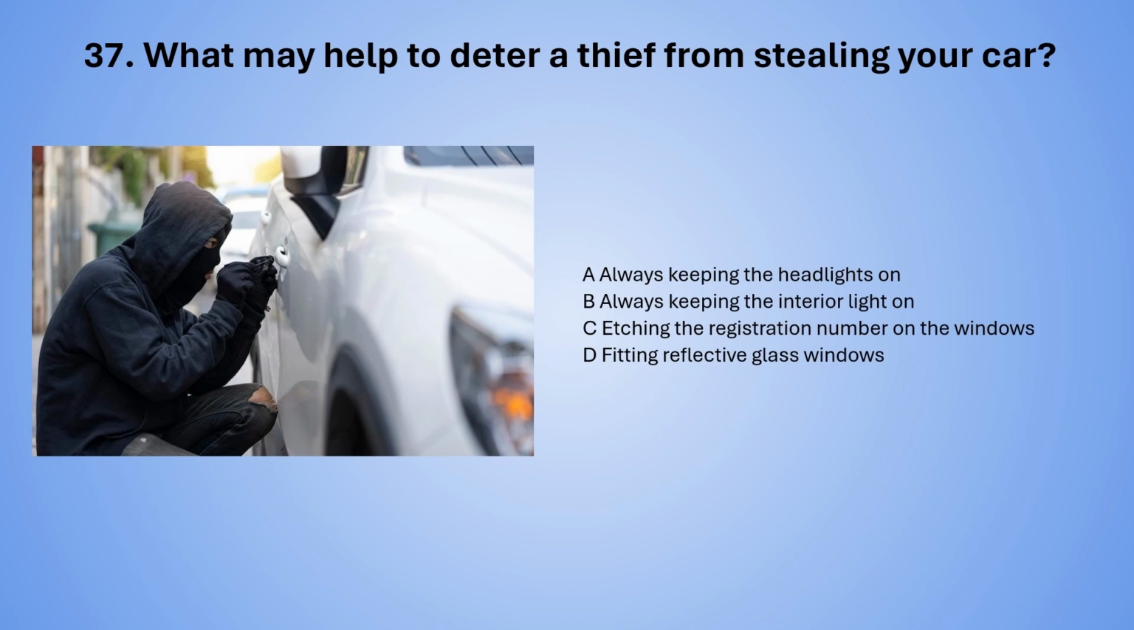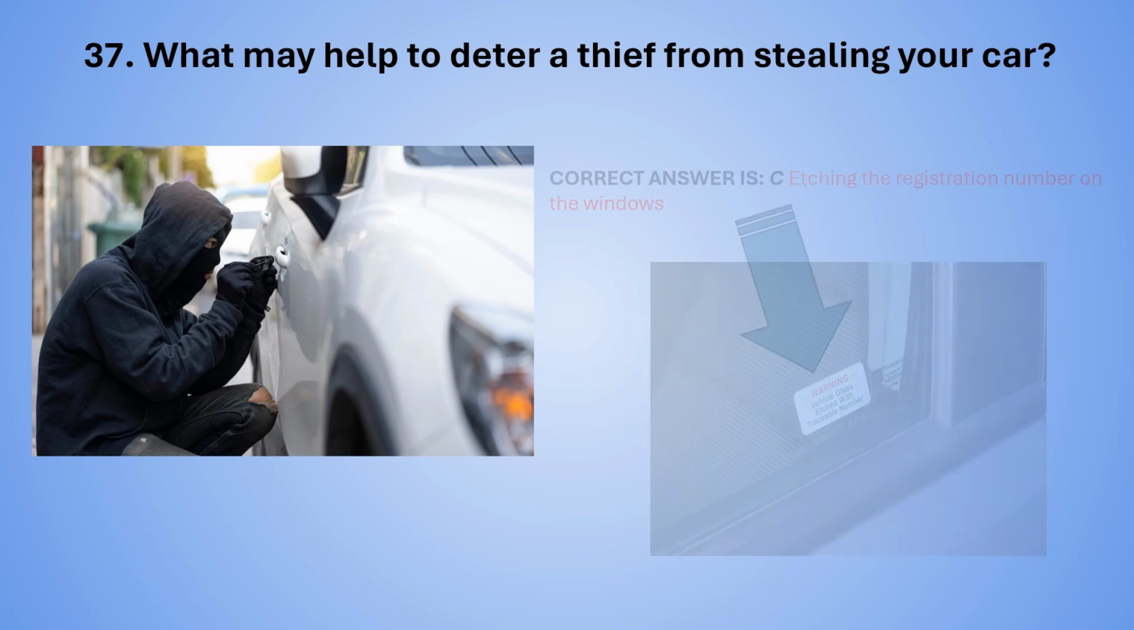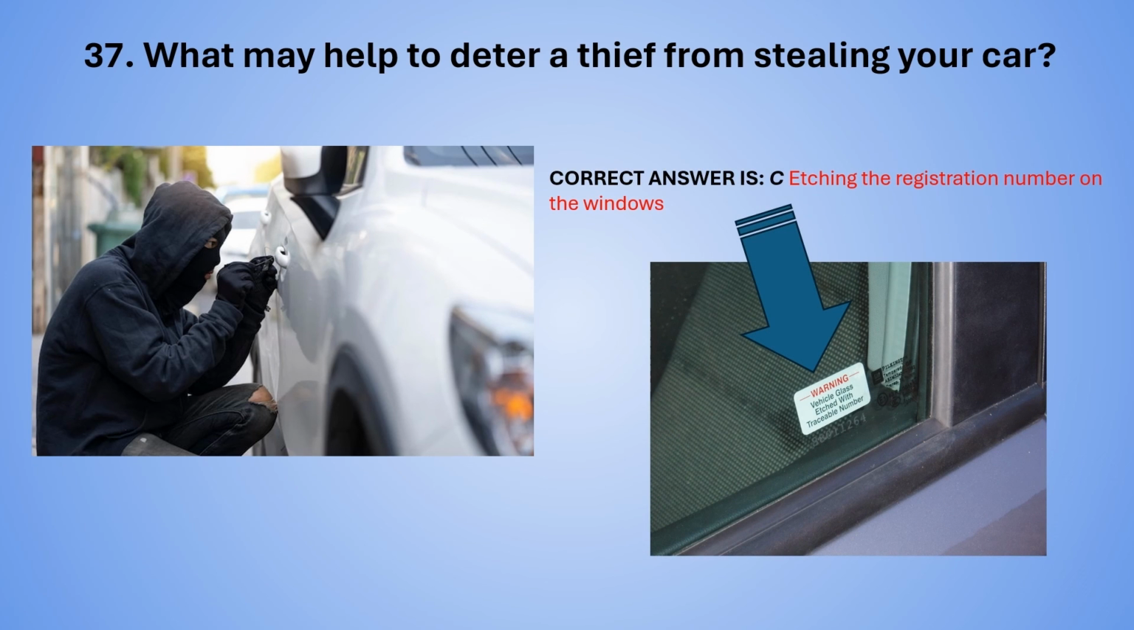A. Always keeping the headlights on. B. Always keeping the interior light on. C. Etching the registration number on the windows. Or D. Fitting reflective glass windows. 5, 4, 3, 2, 1. And the correct answer is C. Etching the registration number on the windows.